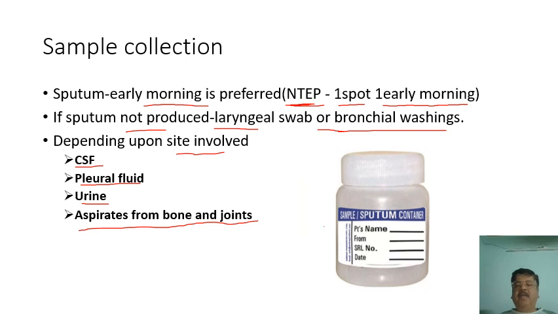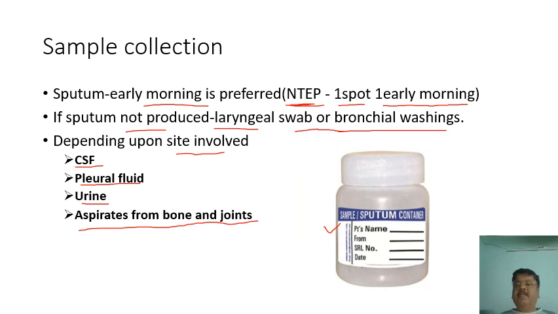So this is the sputum container. It should be properly labeled with patient name, form number, unique number, and date of collection. During collection, the patient should go into the open air, inhale the air, and then cough properly so that the deep secretions present in the respiratory tract come into the sample.